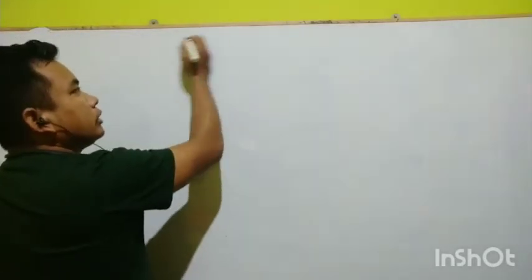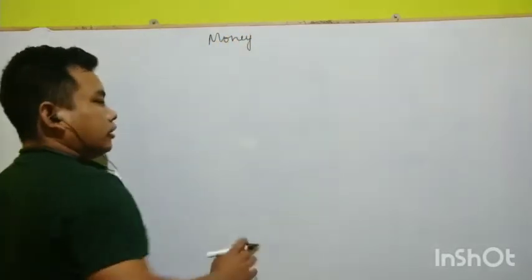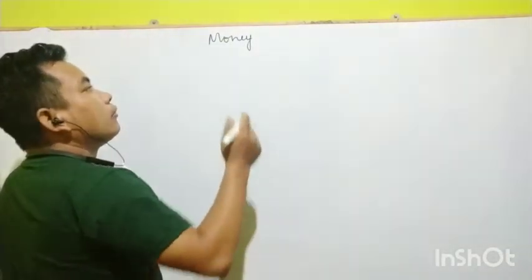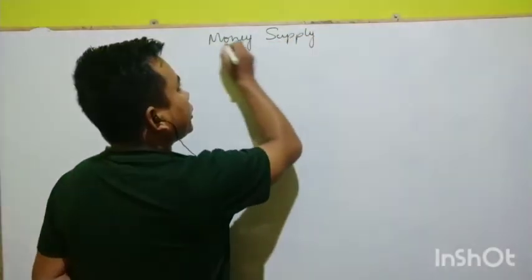Yesterday we were doing this money supply idea. The measures of money supply: M0, M1, M2, M3, M4. So we have this money supply idea.